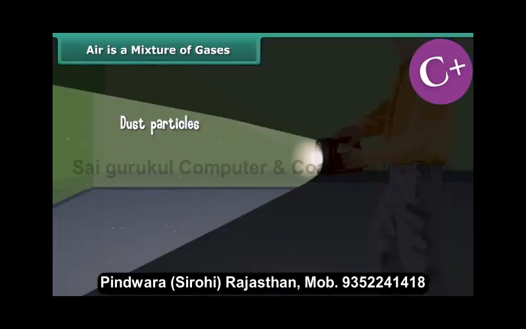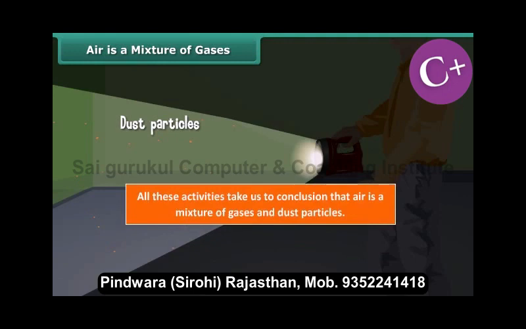Put your torchlight on while walking through a dark place. You will see tiny shining particles moving in the beam of torchlight. These are the dust particles present in air. All these activities bring us to the conclusion that air is a mixture of gases and dust particles.